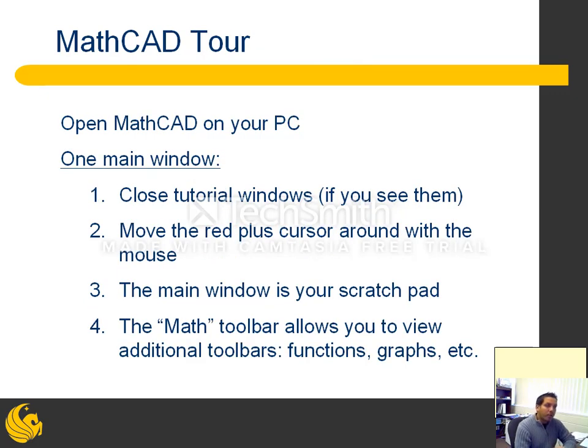So let's open MathCAD on your PC. One main window. We're going to open just one instance of MathCAD. Close the tutorial windows if you see them appear. We're going to try to move the red plus cursor. There's a plus sign cursor around with the mouse, and the main window, the blank main window, is your scratch pad, and the math toolbar allows you to view additional toolbars for functions, graphs, and other features that we're going to be looking at in the near future.